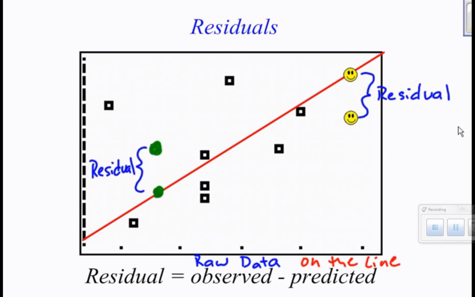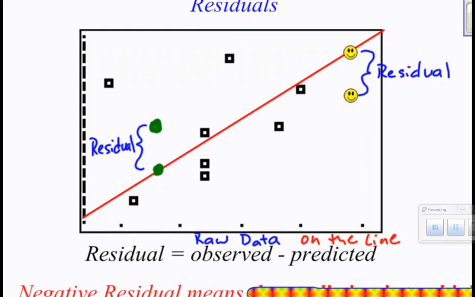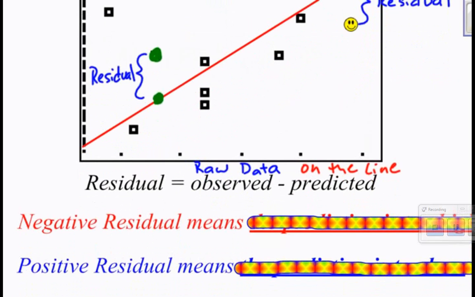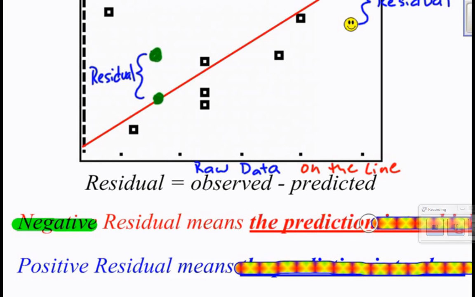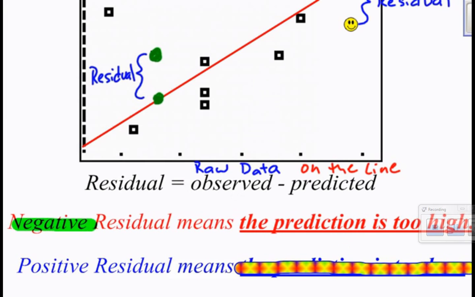Now there's a couple other things that you should know about residuals. And you're going to get 2 types of residuals. You're either going to get a positive residual or you're going to get a negative residual. So what is true if we end up having a negative residual? Well, a negative residual means that the predicted value or your prediction is too high. Okay, let's talk through that there.